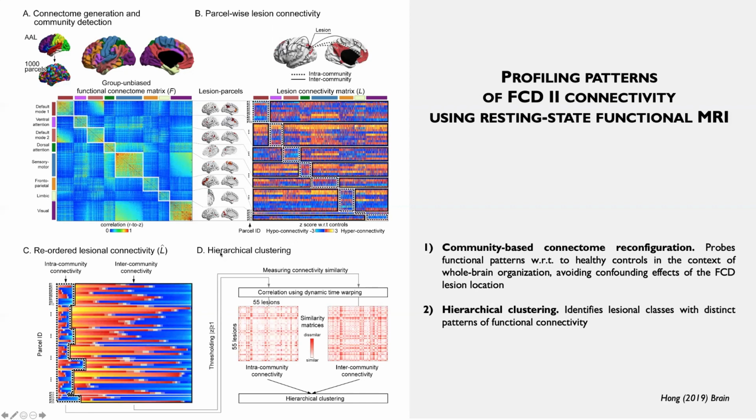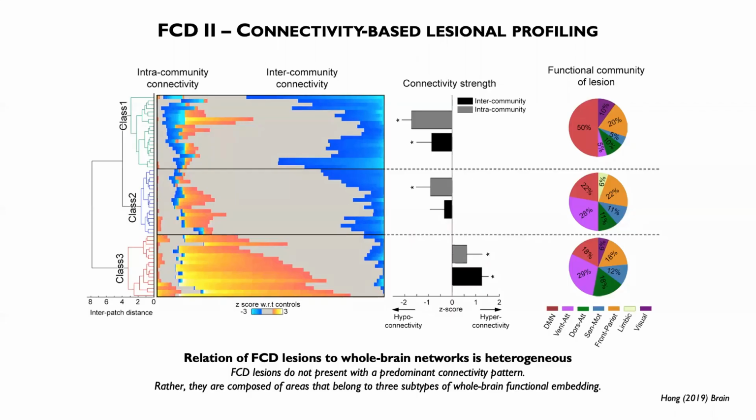We then dichotomize connectivity profiles into those belonging to the same functional community as the FCD, which we call intra-community, and those belonging to other communities, or inter-community. Finally, we use hierarchical clustering to identify lesional classes based on their patterns of functional connectivity. The clustering algorithm identified 3 distinct lesional classes.